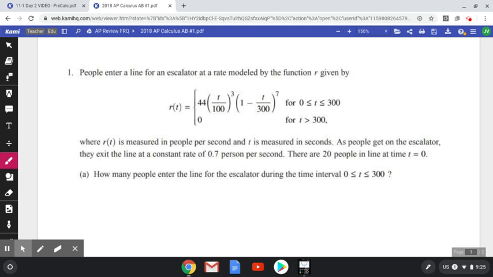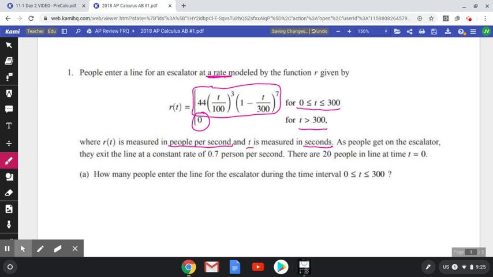So here for number 1, it says people enter a line for an escalator at a rate modeled by the function r, given by r of t. So that's a rate, and r of t is right here. And this piece is only valid from 0 to 300 for time. This other part, the rate that people enter, is 0 for any time greater than 300. So people aren't entering the line after 300. Here we're told that r of t is measured in people per second. T, of course, would be measured in seconds.